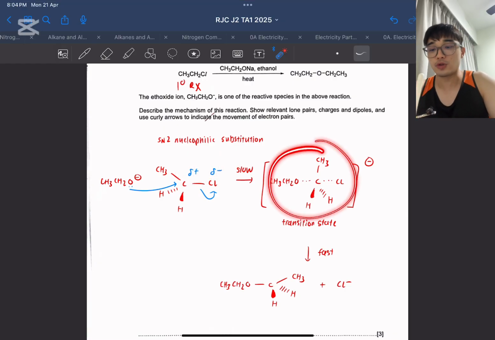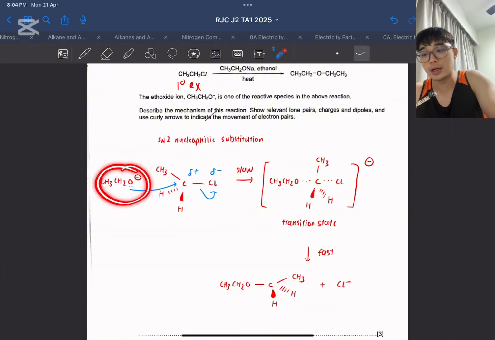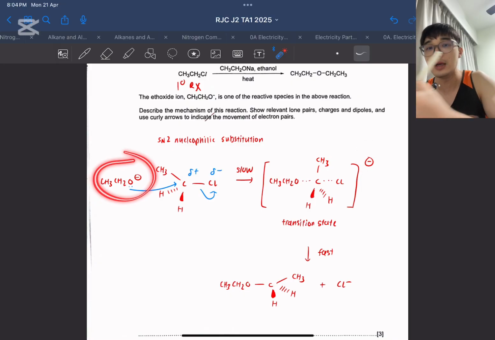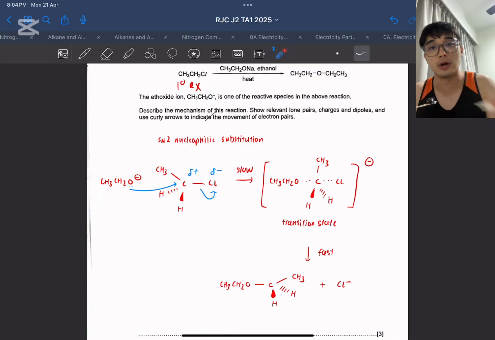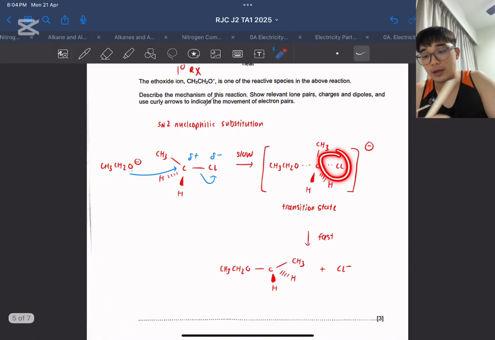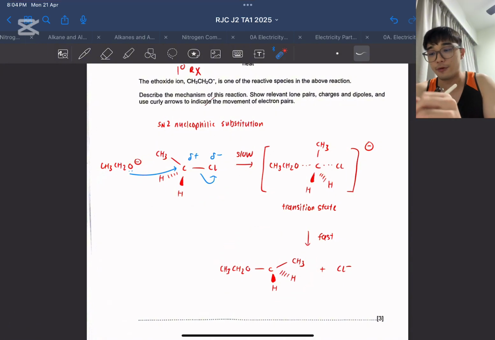Please make sure when you draw the transition state, you label it, and at the same time, the overall charge of the transition state here is minus because you are introducing a negatively charged species onto the compound. All right. Then finally, this bond breaks, and then the whole stereochemical formula is inverted. Right now, it flips to the other side.